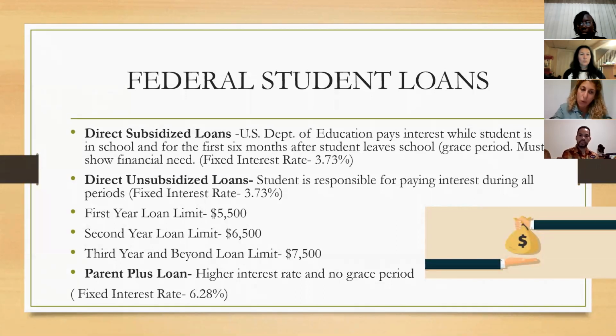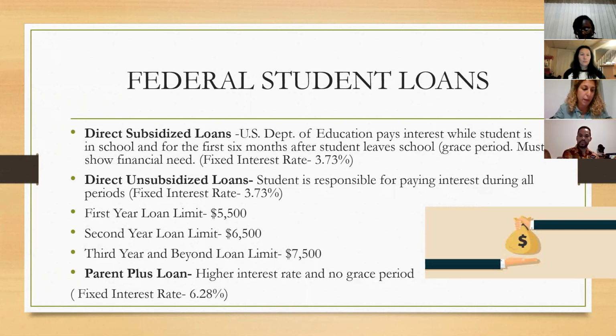So just to quickly go over, the maximum amount that a freshman can take out in federal student loans is $5,500. That's the maximum amount that you can take out. So people are thinking they're going to take out all this money from the federal government in loans. You're actually not. You can only take out $5,500 your first year. Your second year, that goes up to $6,500, and your third year and beyond, that goes up to $7,500.